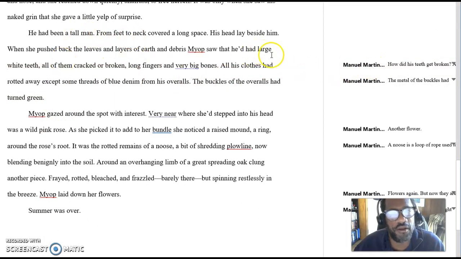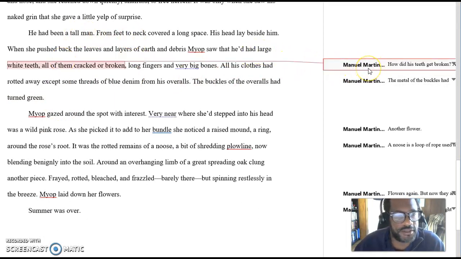So let's see what we can learn about this man whose skull she steps into. He'd been a tall man, all of that. And then it says down here he had large white teeth, all of them cracked or broken. How did his teeth get cracked or broken, right? Sounds like something violent potentially happened to him. So again, little clues that we're supposed to be picking up to let us understand what's going on here.